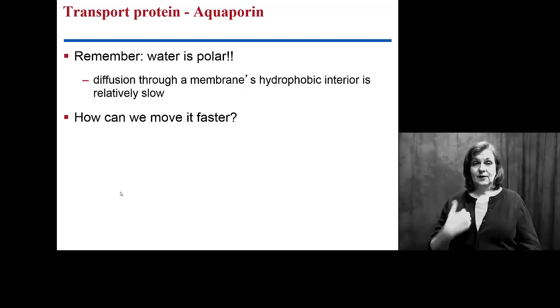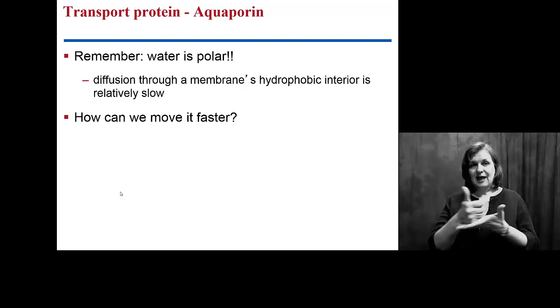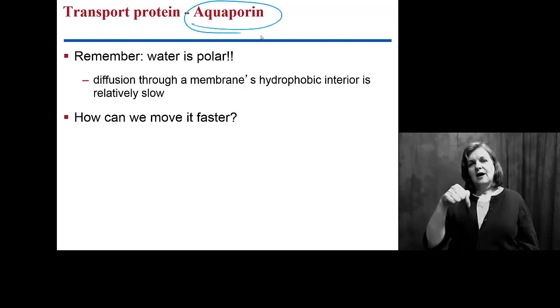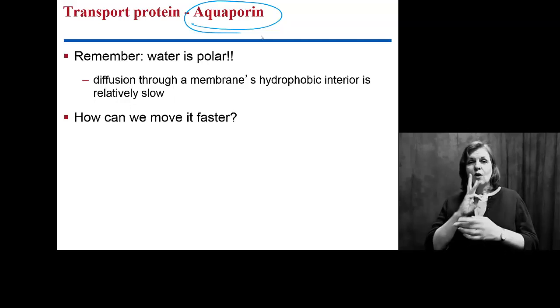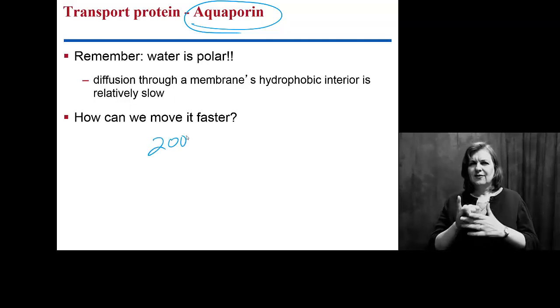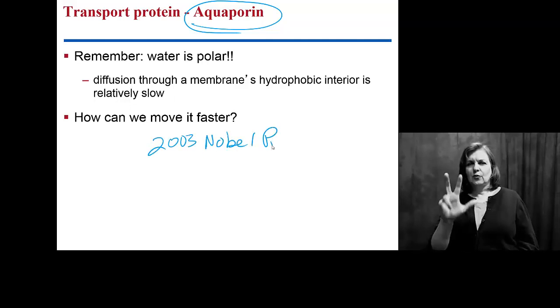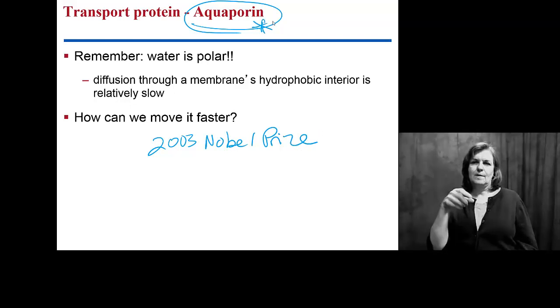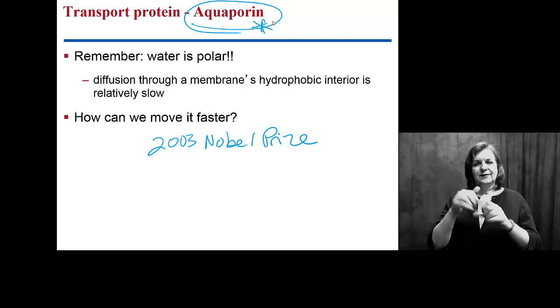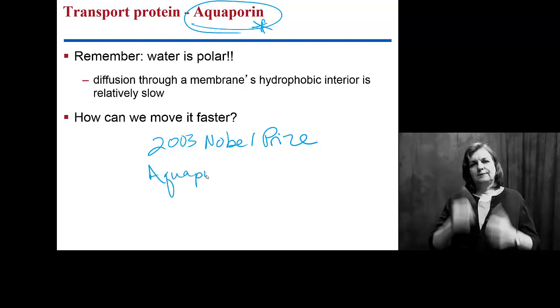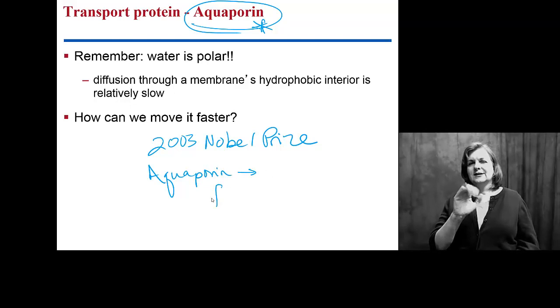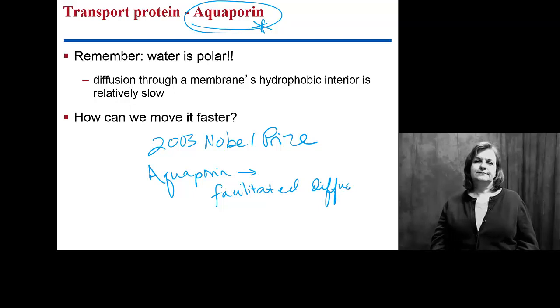We actually have specific proteins for water, and they're known as aquaporins. So this actually allows the water to move into a cell more quickly. And actually, the 2003 Nobel Prize was for the discovery of these aquaporins. And so looking at how these protein channels are very specific to the diffusion of water. So it's the facilitated diffusion of water.